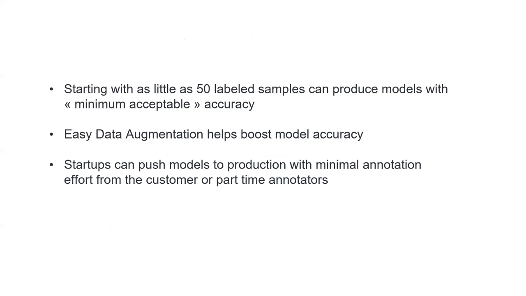Actually, we work with an incremental process. So we bootstrap the construction of models for our customer starting from just 30 to 50 annotated samples. And then of course, we increment this every time we have new samples, we augment, we build, and we push better models. But the challenge here is to give a working model to the customer as soon as possible. Here, easy data augmentation helped us boost model accuracy.